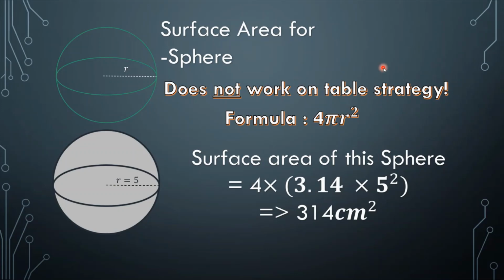Surface area for a sphere. This does not work on the table strategy because of its curved faces. So the formula is 4 pi r squared. I'll substitute it to show you an example. Here the radius is 5. So if you substitute it, it's 4 times 3.14 or 22 by 7, which is pi, times 5 squared, which gives you 314 centimeters squared.